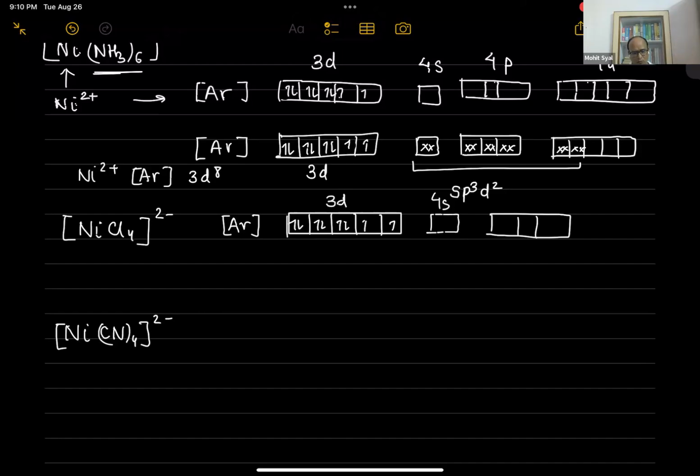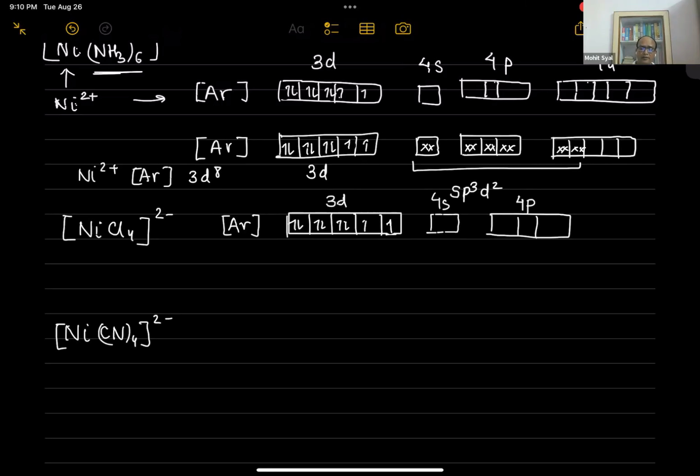Correct. So, will the Cl minus force the unpaired electrons to pair up? No, it's a weak ligand. So it will not force the unpaired electrons to pair up. We are going to leave them as they are, untouched, in their original state. But I need 4 empty orbitals so that I can connect the 4 chloride ions to the nickel.